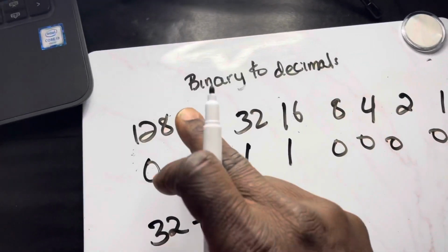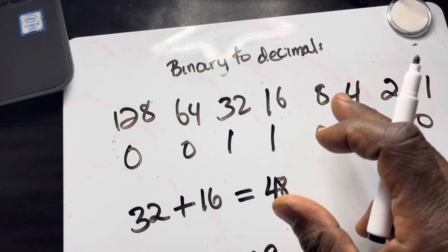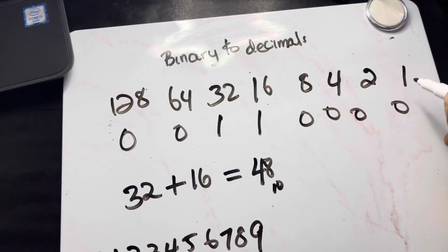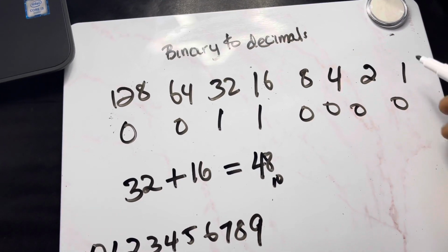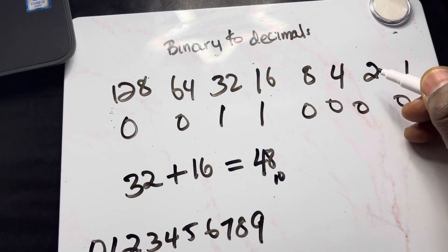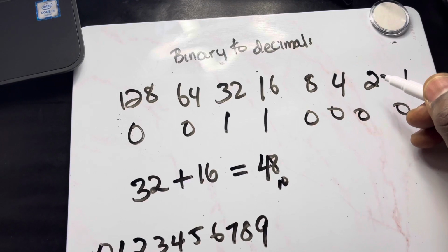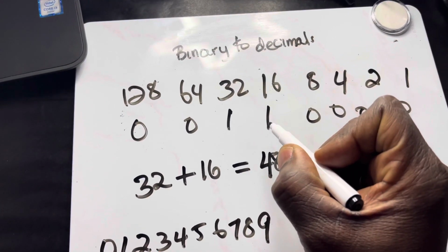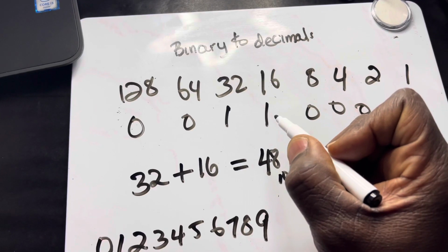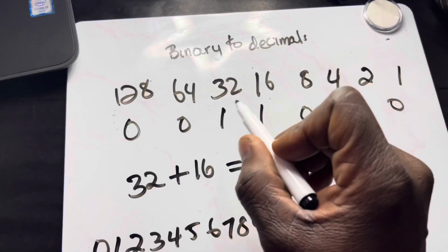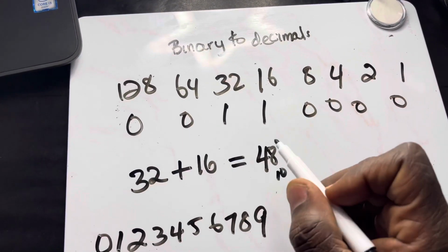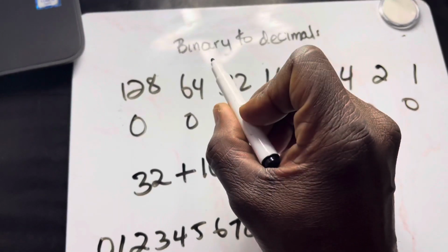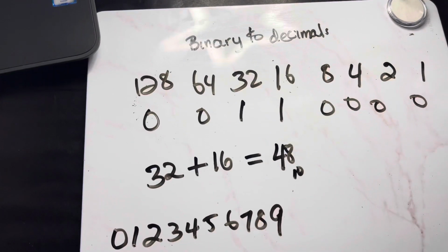As you can see here, we put the place values first on top: 1, 2, 4, 8, 16, 32, 64, and 128. We already discussed how we arrive at the 1, which is 2 to the power of 0, and the 2, which is 2 to the power of 1, and so on. All we need to do is add the 32 and 16, and we get 48, which is 48 to the base 10. So we have just successfully converted binary to decimal.